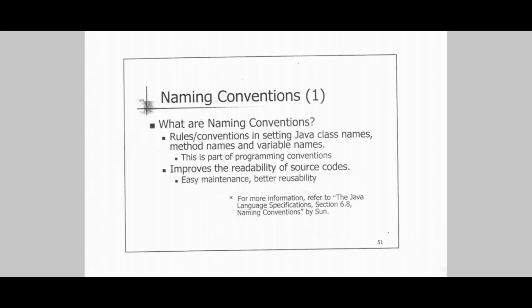Naming conventions refers to the rules in setting Java class names, method names, variable names, and even class field names, constant names, and others. This is part of programming conventions. It allows us to improve the readability of source codes.